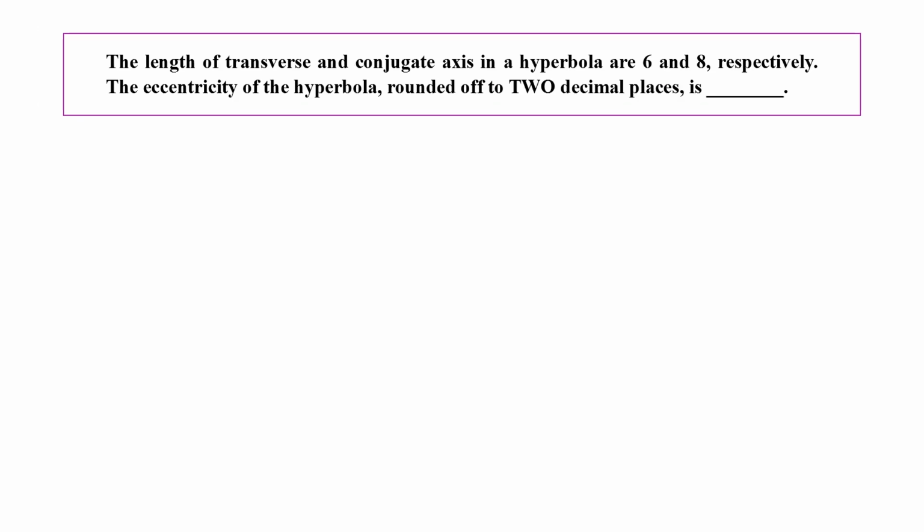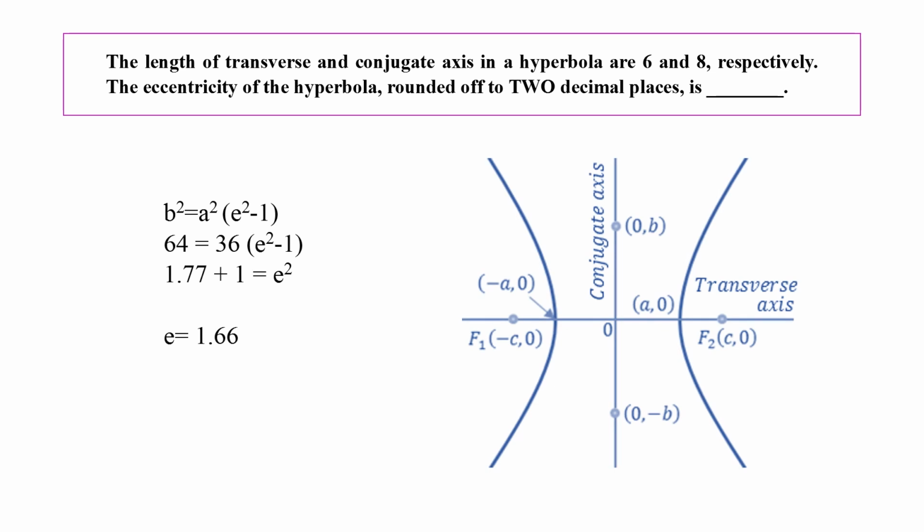Moving on. The length of transverse and conjugate axis in a hyperbola are 6 and 8 respectively. The eccentricity of the hyperbola, that is the E value, rounded off to 2 decimal places is. Now in a hyperbola, this B is the conjugate axis and the A value is the transverse axis. So B square is equal to A square into E square minus 1. When you substitute the values of 8 and 6 in this equation, you will find the value of E to be 1.66. The answer could be any value between 1.60 to 1.80. So 1.66 is the correct answer.